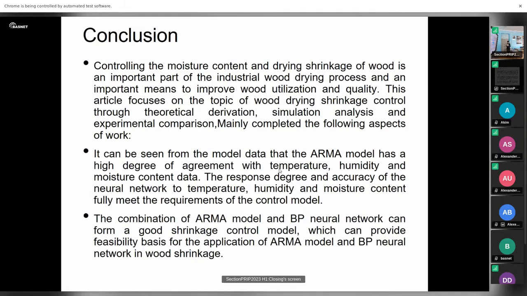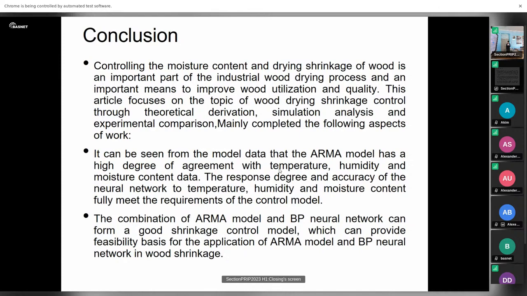At the control of the mystery canteen and the green speed of the world is the important bit of the intrinsic world trading process and the important means to the improvement world relentlessly and quickly. This article series on the people of the world trading speed control through read the revision, simulation, and analysis, and experimental conference, Marine, Clifford, and the fellow experts of work.